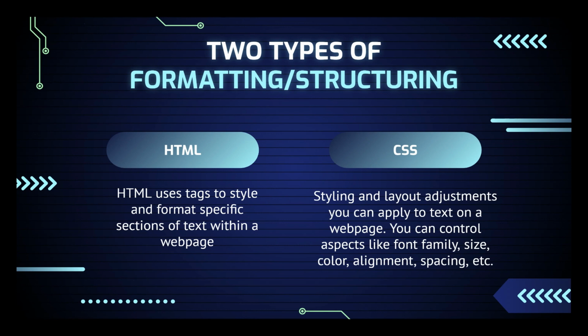So, there's two ways to format and structure or style text. One is using HTML, in which we use tags to format specific sections within a web page. And the other is with CSS, which gives us more freedom and control of aspects like colors and fonts and alignment and so on and so forth. So, if we use both of these in conjunction, we can do some really, really cool text formatting. However, for the purpose of this video, we are just going to be focusing on formatting using HTML.